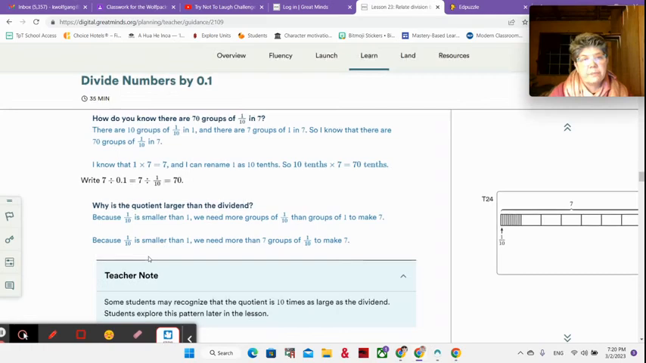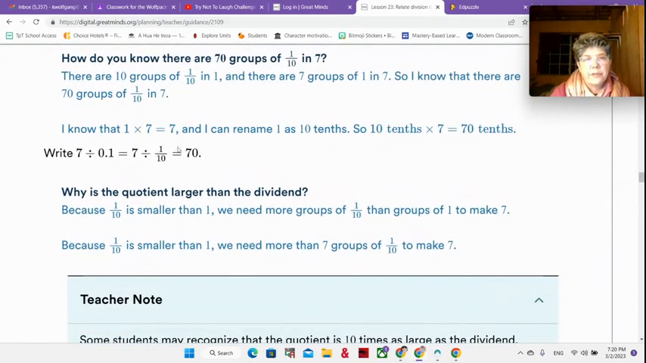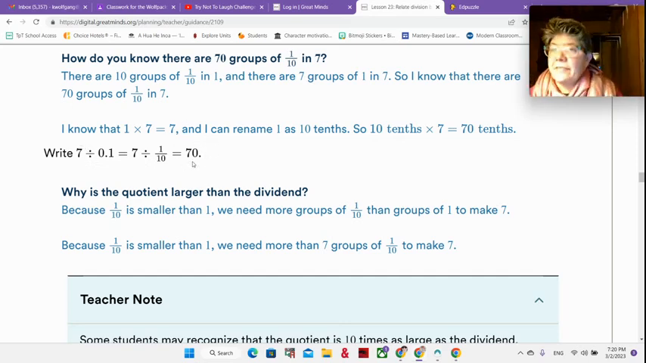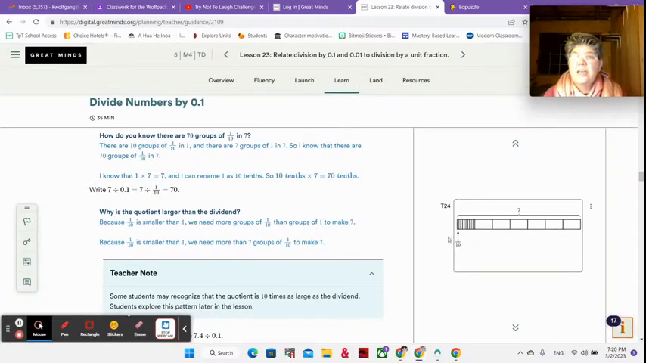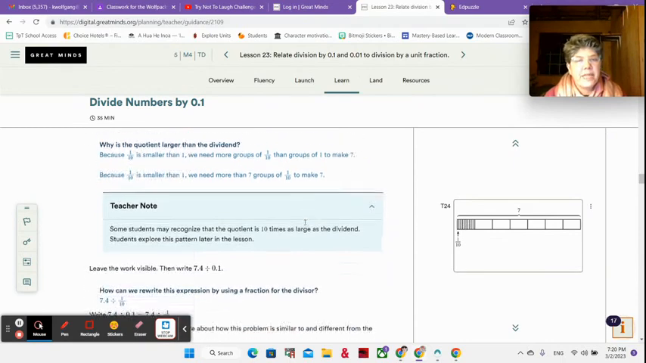Now notice that your quotient, your answer is 70, but your dividend is only 7, right? Why is our quotient so large if we're only dividing 7? Well, hopefully you saw it right there on our tape diagram, because there's 10 pieces in each one, right? Because we're talking about tenths.